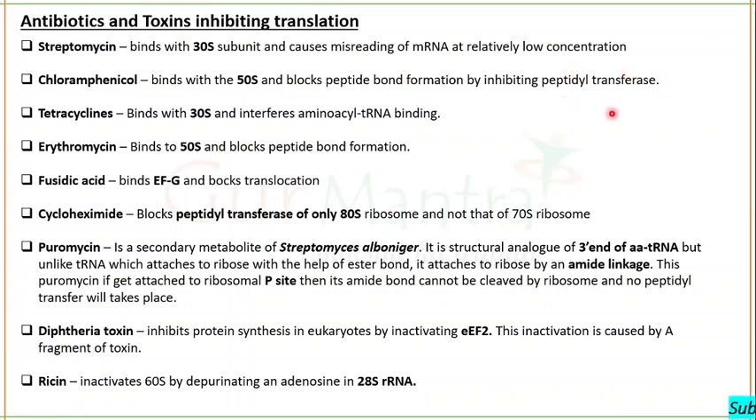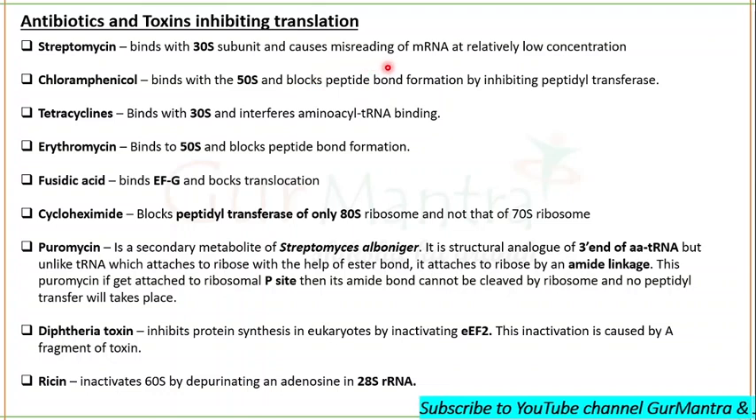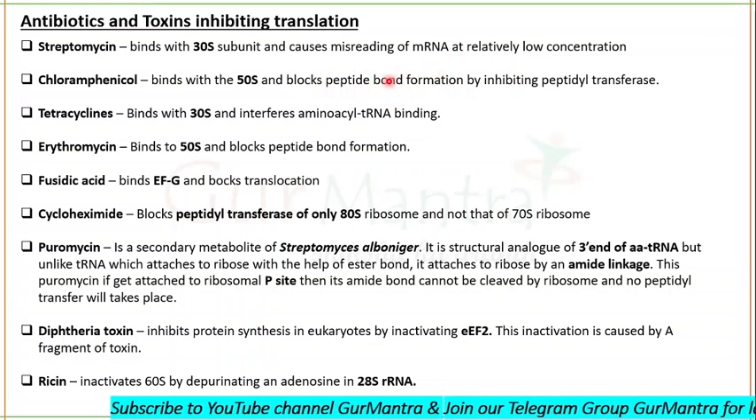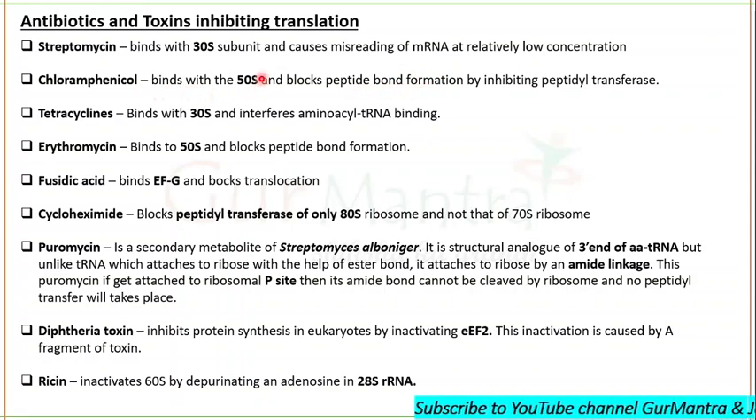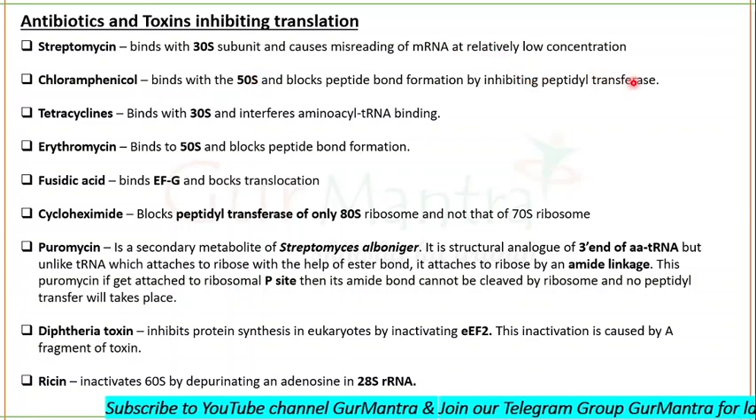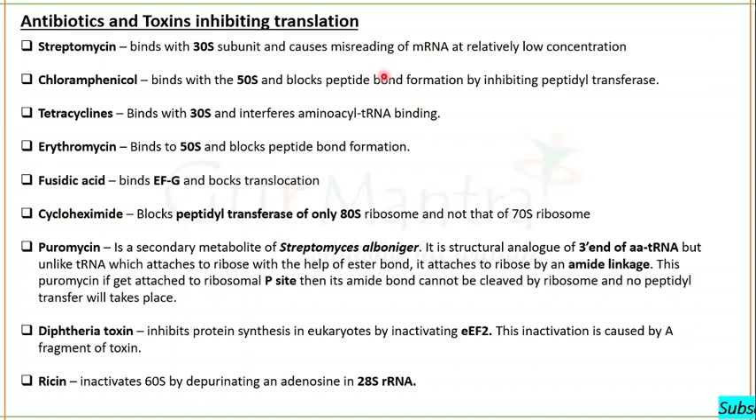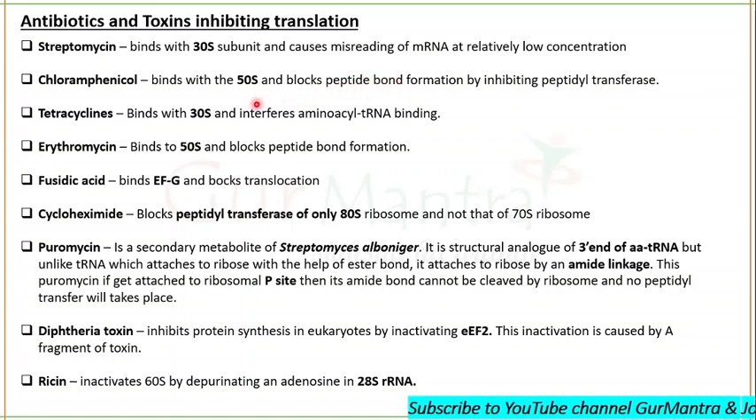If peptidyl transferase is inhibited, then there will no longer be formation of peptide bonds, and our translation process will be halted. Okay, so chloramphenicol binds with 50S subunits, and by binding to it, it inhibits the peptidyl transferase. Then there will not be any peptide bond formation. If there is no peptide bond formation, there is no protein synthesis.